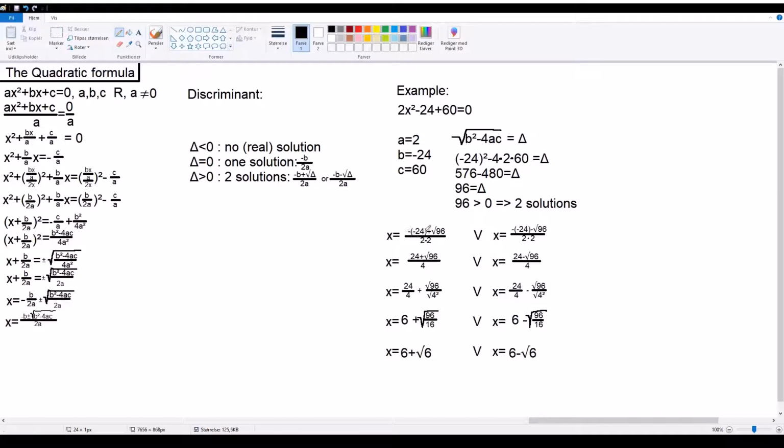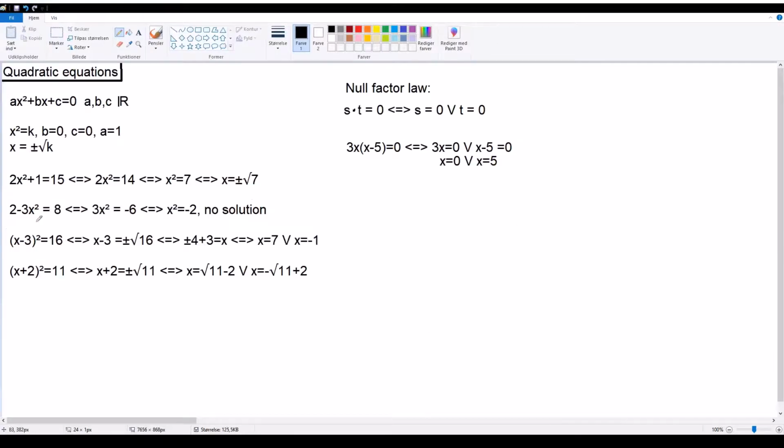Putting all of our values into our quadratic formula, you can see that x is equal to negative 24 plus the square root of 96 divided by 2 times 2, or it's equal to negative 24 minus the square root of 96 divided by 2 times 2. And as you can see, you essentially just simplify and simplify all the way down, and end up with x equals 6 plus the square root of 6, and/or x is equal to 6 minus the square root of 6.